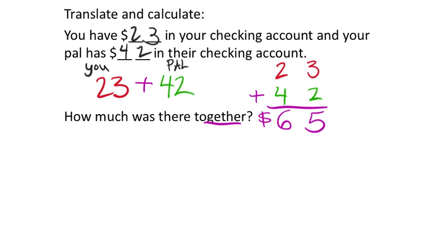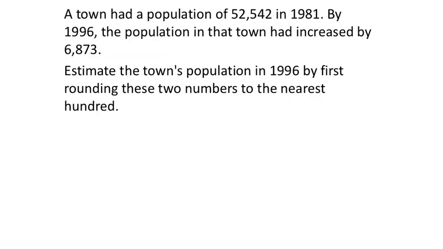$65. This one: the town had a population of 52,542 in 1981. By 1996, the population in that town had increased by 6,873. Estimate the town's population in 1996 by first rounding these two numbers to the nearest 100. So we're combining a couple of things on this one, right?